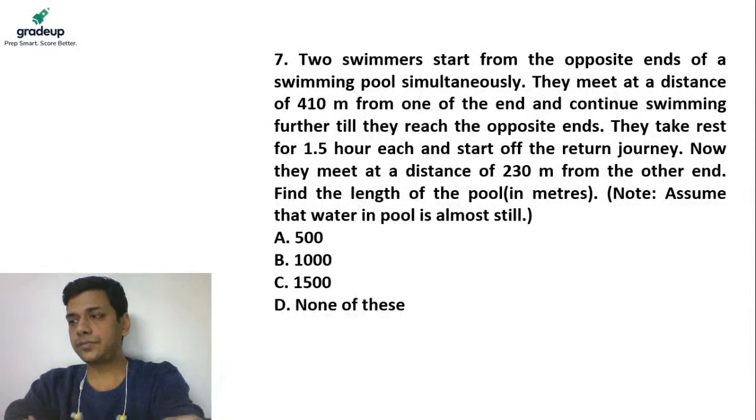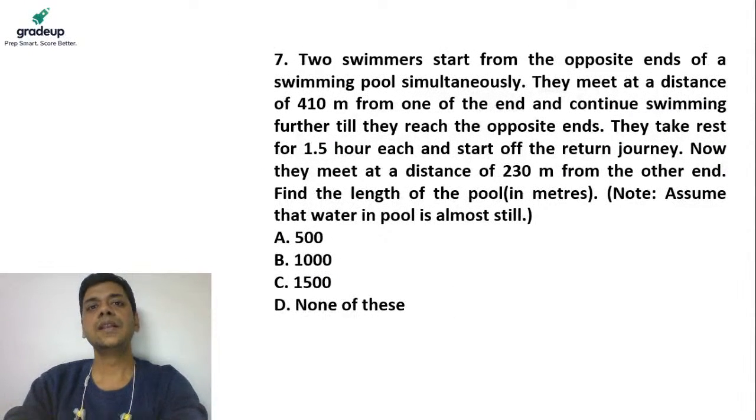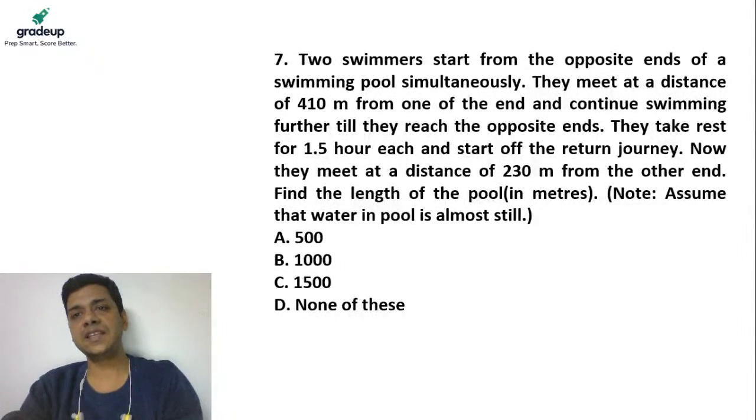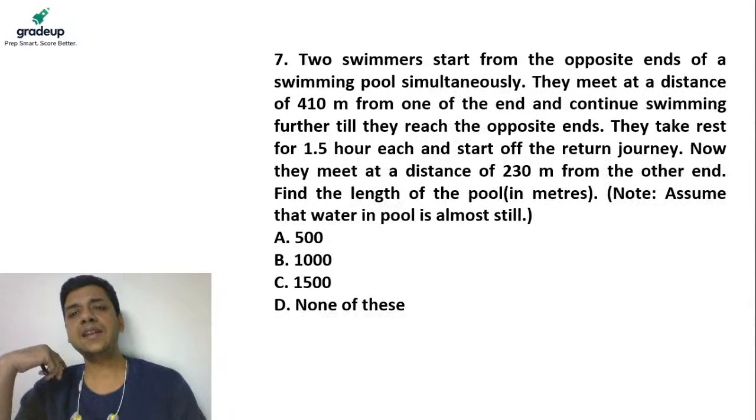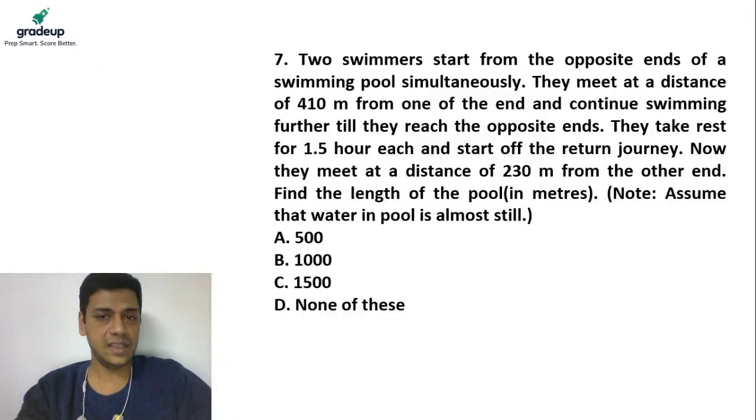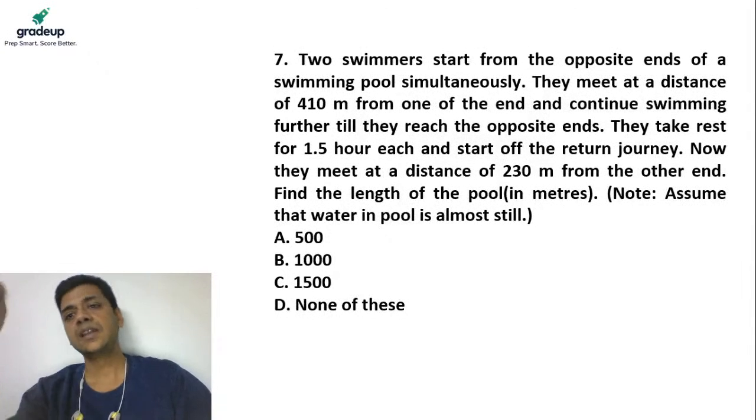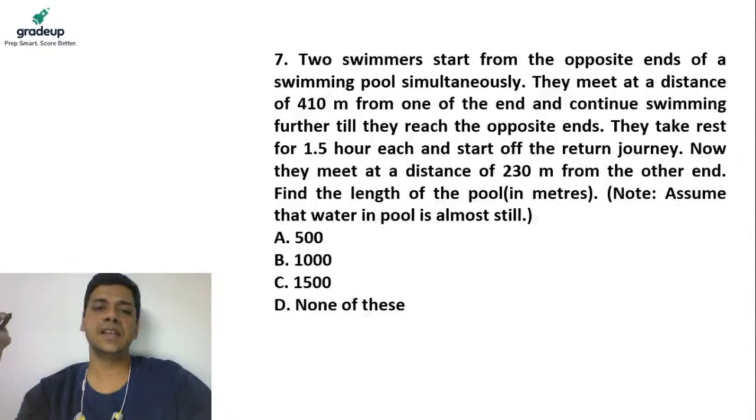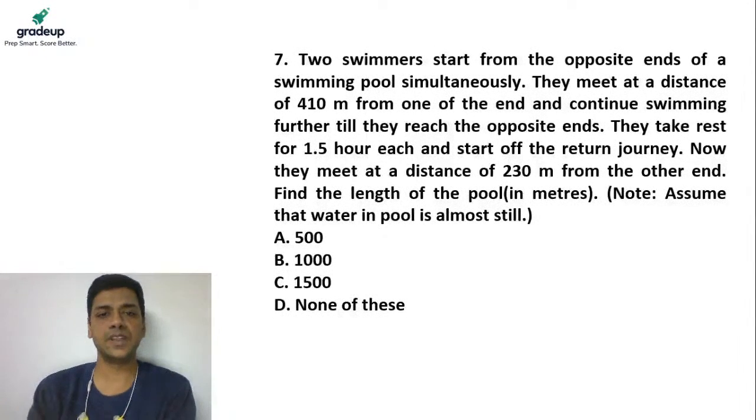Okay. Next one. There are two swimmers who start from opposite ends of a swimming pool simultaneously. They meet at a distance of 410 meters from one end. They continue swimming till they reach the opposite end. They take a rest of 1.5 hours each, then start the return journey. Now they meet at a distance of 250 meters from the other end. You have to find the length of the pool. Assume there is no speed of the stream.